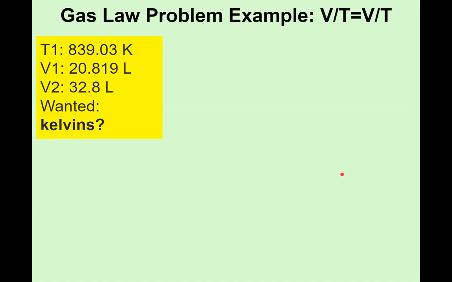Okay, let's do a different example using V over T equals V over T. Okay, here's what we're doing. Here's what we've got. We've got T1 and V1 and V2, and we want T2. Okay, so we're wanting Kelvin. Why did I put kelvins? It should just be Kelvin.